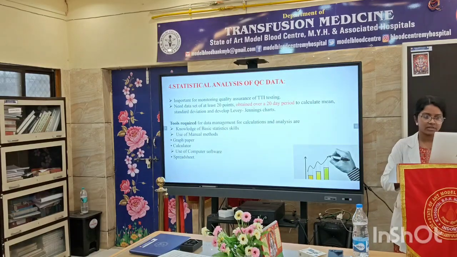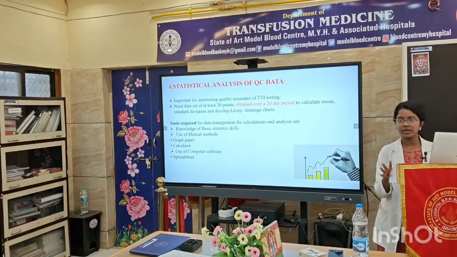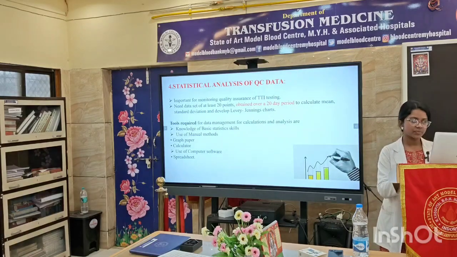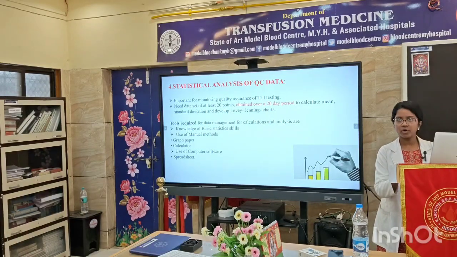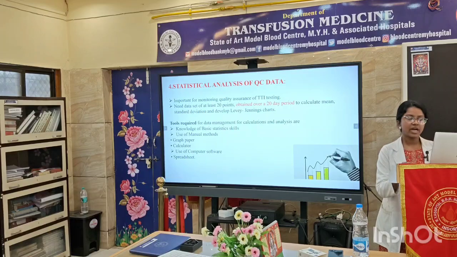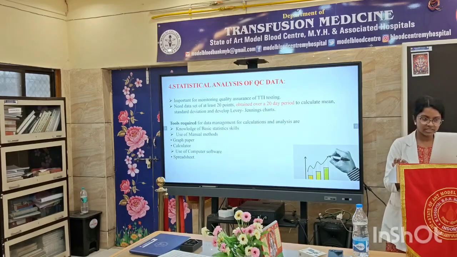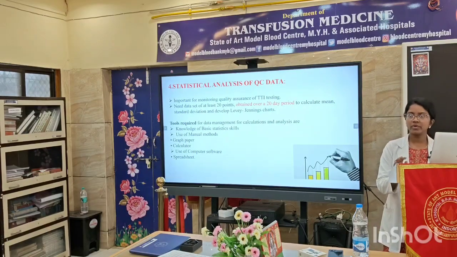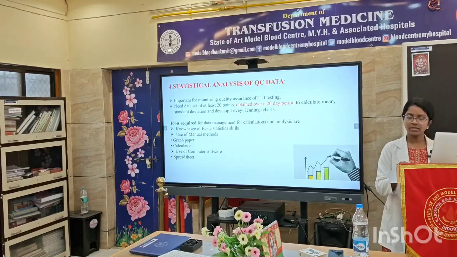So moving on to statistical analysis. Now we have got some values and we are going to use some statistical analysis for those values. This is again important for monitoring the QC in TTI. We need at least 20 points for this. That is mandatory, obtained over a 20-day period. Each day we take one value to calculate the mean and standard deviation, and we are going to develop a chart which is the Levey-Jennings chart.